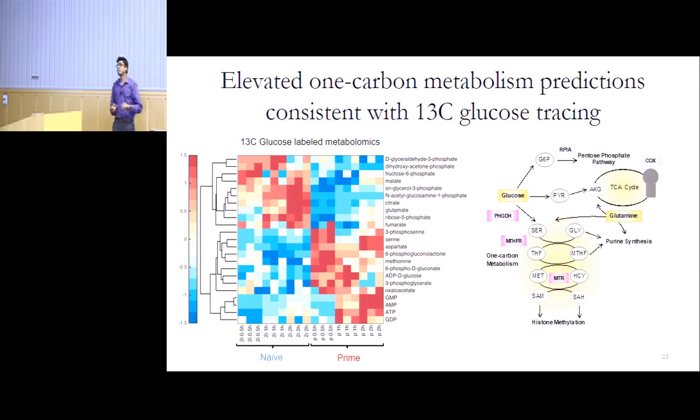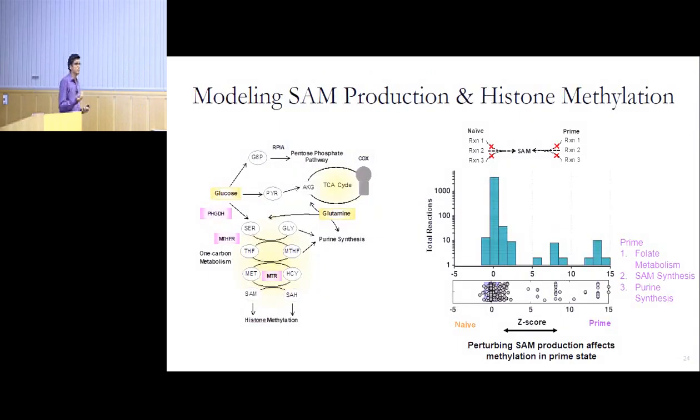To test this, we went back into the model and identified metabolic reactions that may impact the production of S-adenosylmethionine. What we found was that almost every single reaction that can impact S-adenosylmethionine production was more sensitive in the prime cells. You can see here that every single reaction that we knocked out was more sensitive in prime, but none of them were sensitive in the naive state. So what this shows is that the prime metabolic state is rewired to produce more S-adenosylmethionine, which then impacts histone methylation in the prime cell.